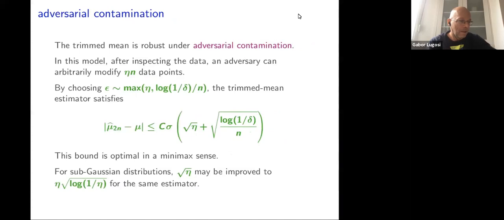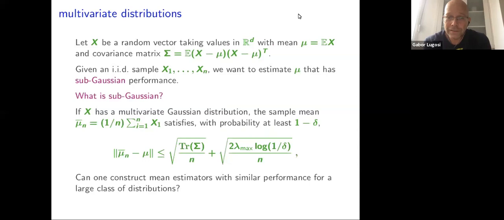Okay. So now I'm coming to the main topic of this talk, which is the multivariate case. So the question is exactly the same as before. We have n independent, IID random vectors in R^d, and the mean is denoted by mu, which is a vector now, and the second moment is assumed to exist. So the covariance matrix is denoted by sigma, okay.